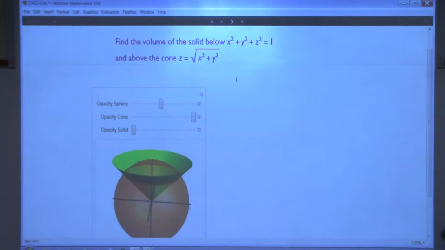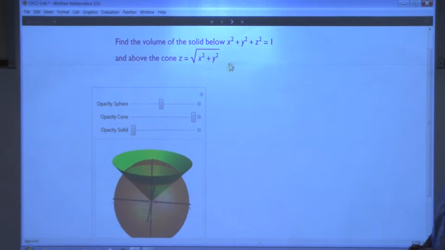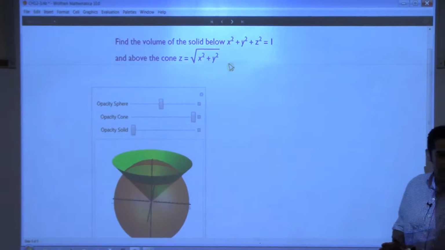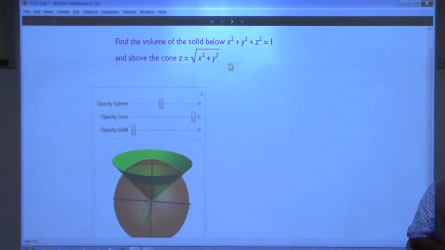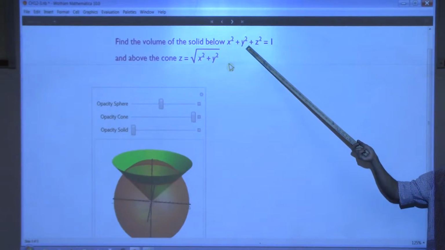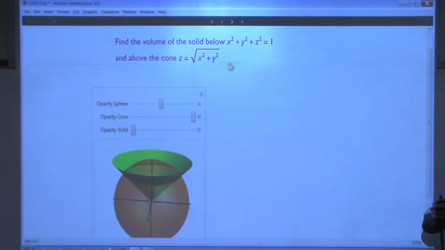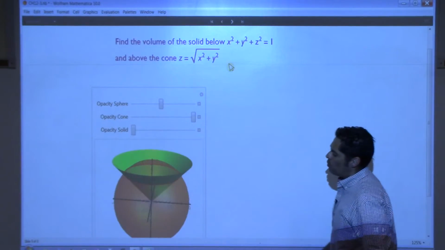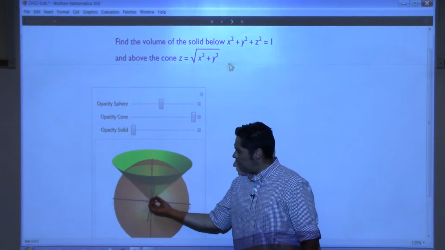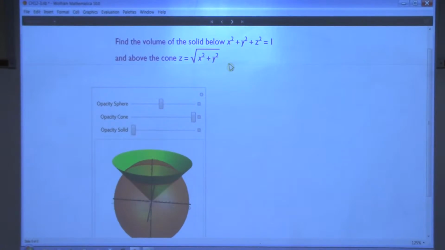So here's a good example. Find the volume of the solid below x squared plus y squared plus z squared equals 1 and above the cone z equals root x squared plus y squared. Hopefully you recognize the first equation as the equation of a sphere of radius 1. You've got this cone z equals root x squared plus y squared, which starts at the origin in three-dimensional space and creates this cone shape. We're trying to find the volume of the solid below the sphere, above the cone.